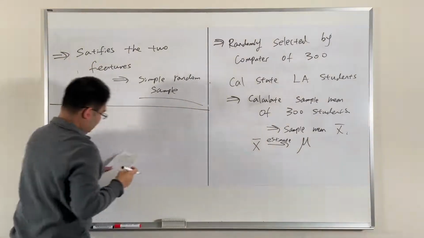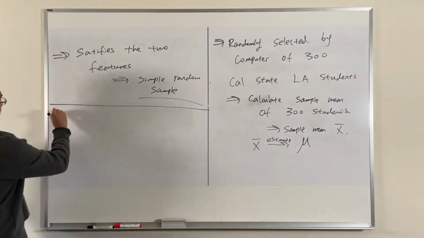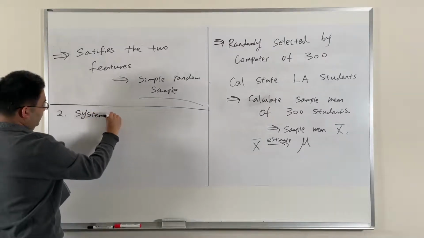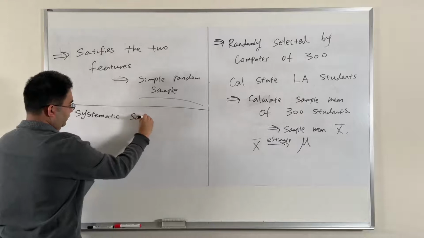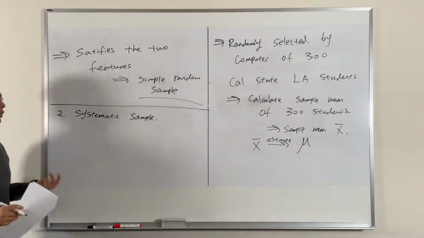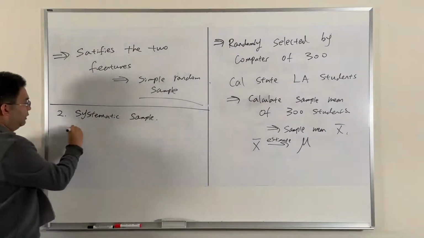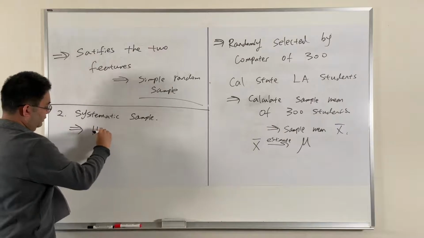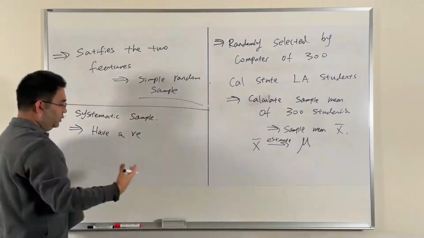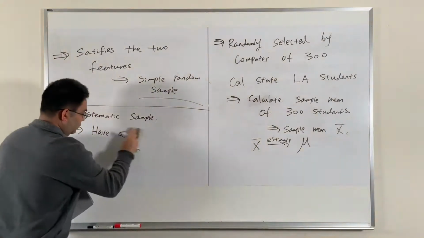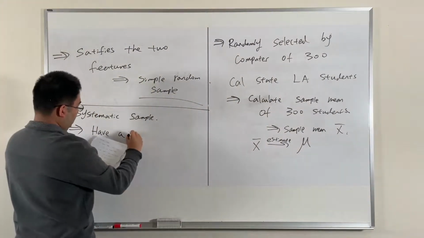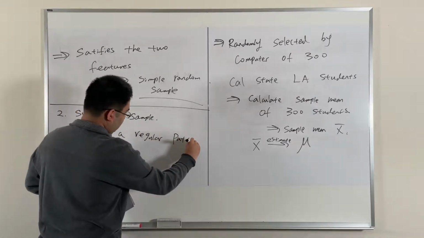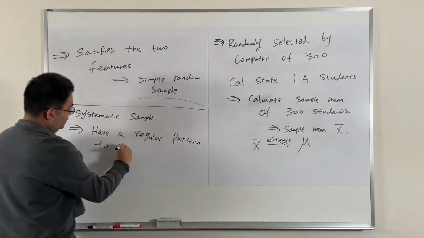Okay. Next, the second type of probability sampling is our systematic sample. So F2 is the systematic sample. Okay, so what does it mean for you to have a systematic sample? It just means that you have a regular pattern of how you select your sample. So you have a regular predetermined, regular pattern to select your sample.